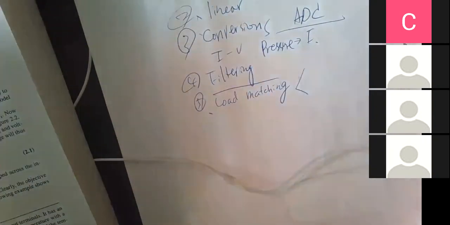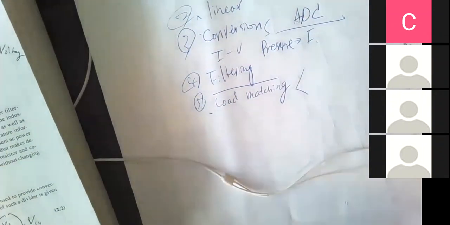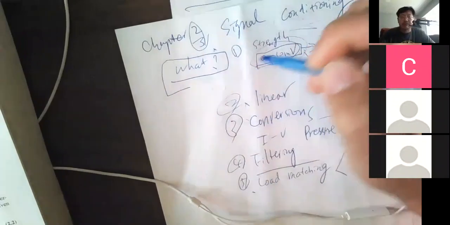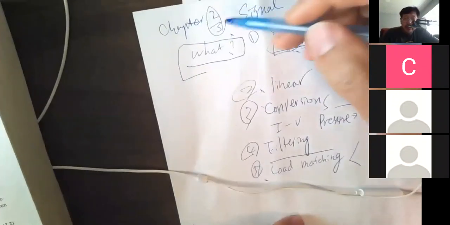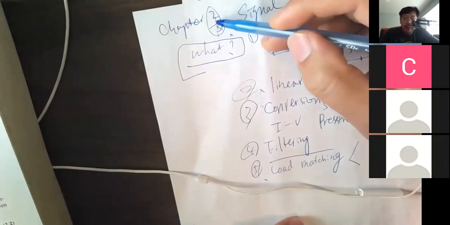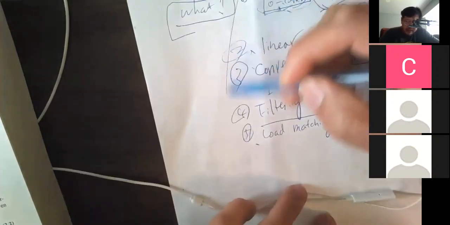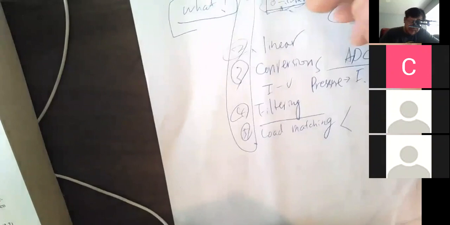So we'll talk about all those 5 different types of signal conditioning in chapter 2 and chapter 3. So this is the first topic. What are we going to cover in those 2 chapters? Chapter 2 and chapter 3, we will cover 5 different types of signal conditioning. That's today's first topic.